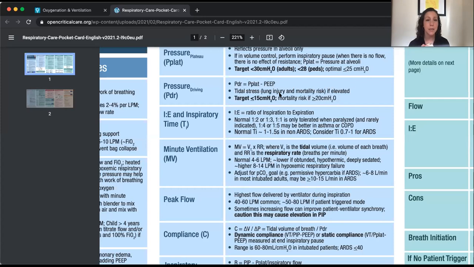But there are definitely things that we can adjust on the ventilator to decrease our driving pressure. So we can decrease our tidal volumes. We can also increase our PEEP, okay? So these things might help our driving pressures.